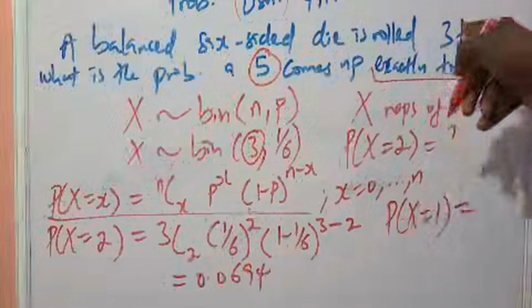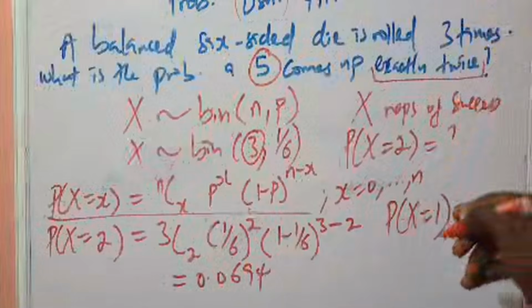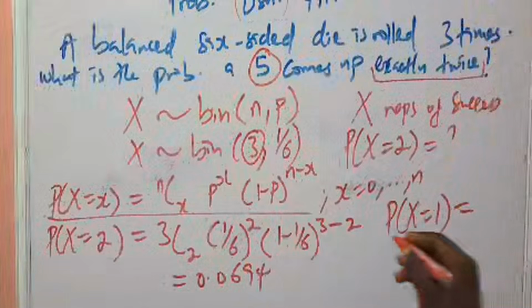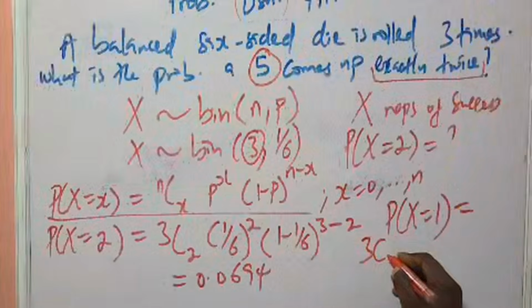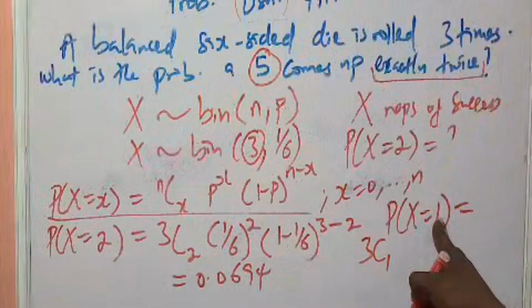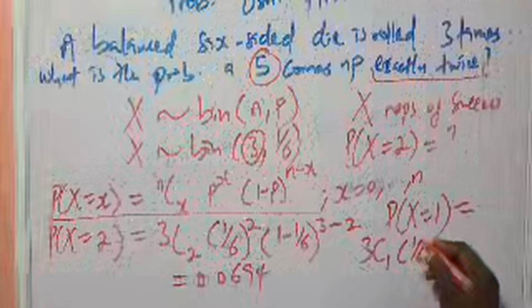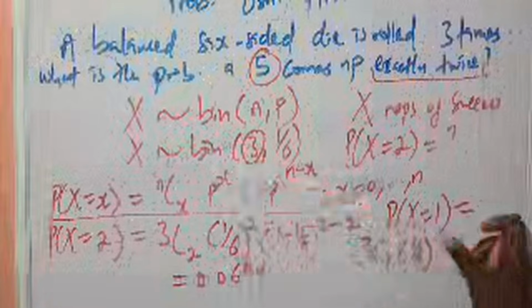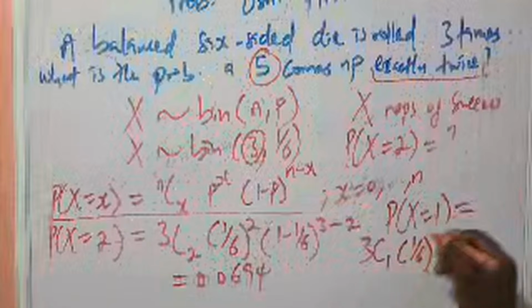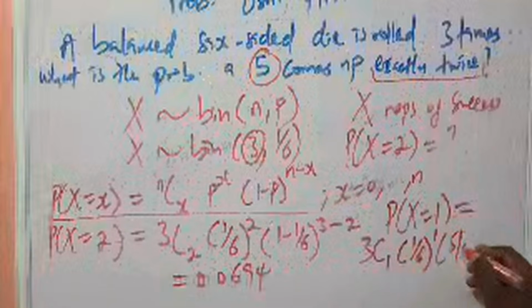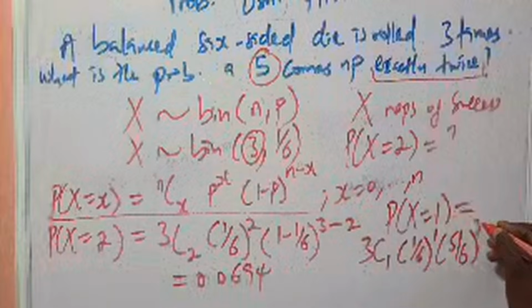That will be, of course, you're still dealing with the 3 trials. All right, that will be 3 combination 1. In this case now, because x is 1, your probability of success is 1 over 6 raised to the power of the number of successes, in this case 1, and then 5 over 6 raised to the power 3 minus 1, which will be 2.